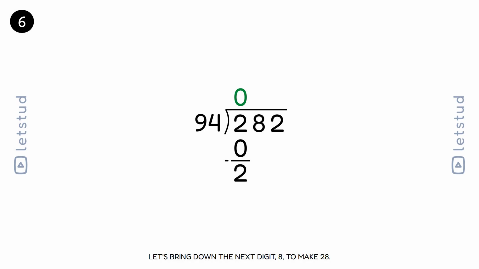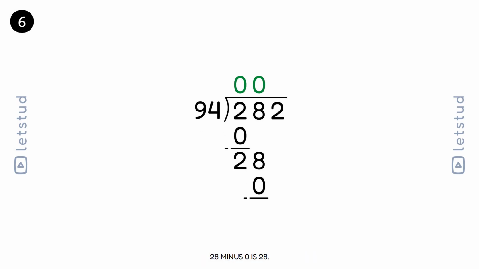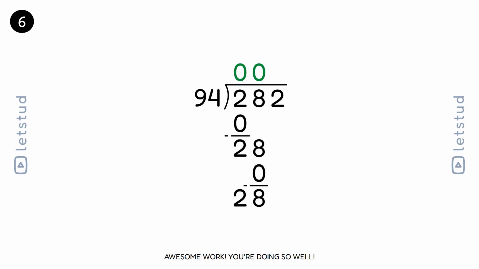Let's bring down the next digit 8 to make 28. Our new number is 28. Let's divide 28 by 94. We have 28. 94 doesn't fit into 28 at all, so it's 0 times. 0 times 94 is 0. 28 minus 0 is 28. Awesome work, you're doing so well.